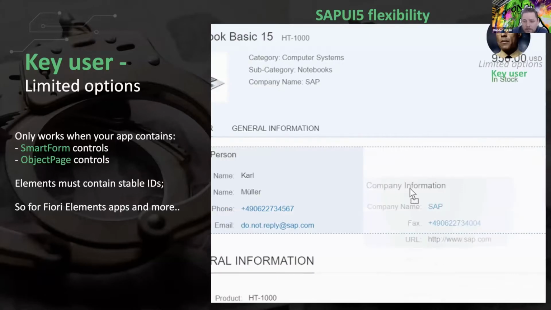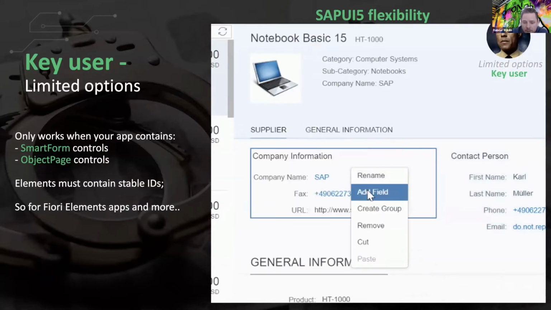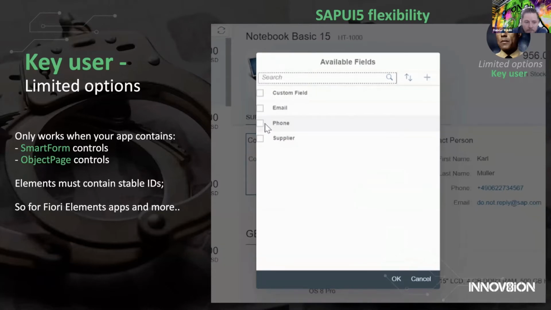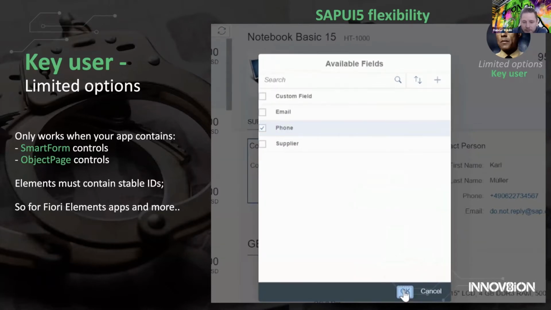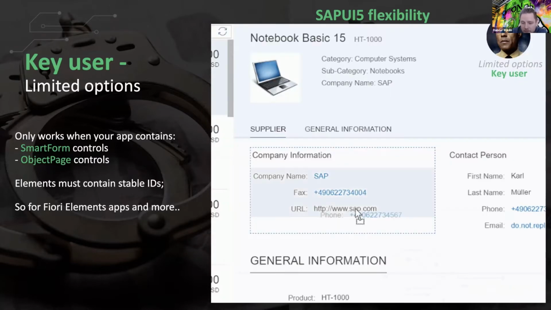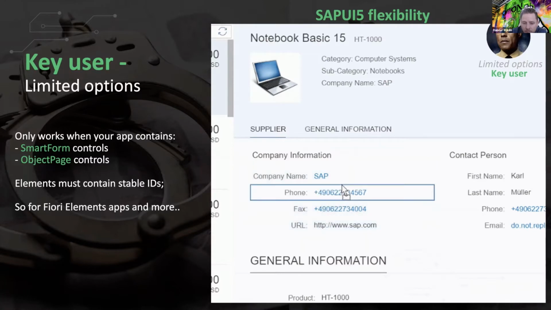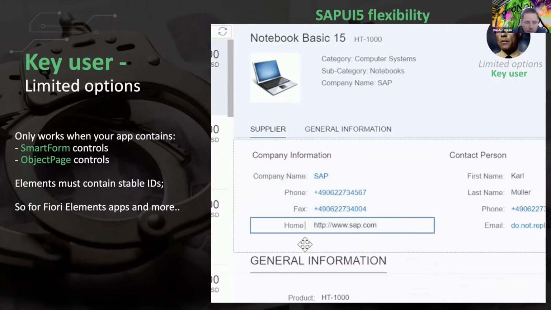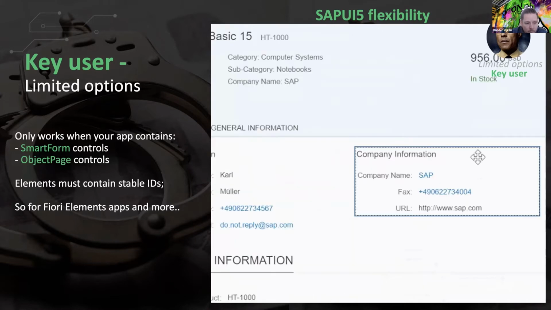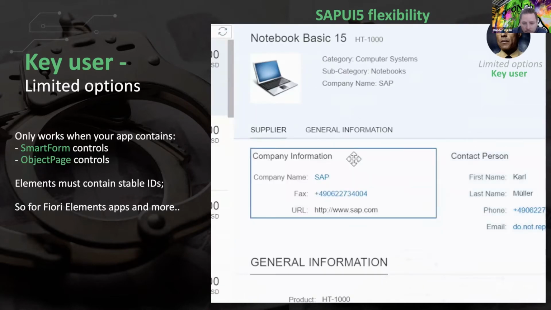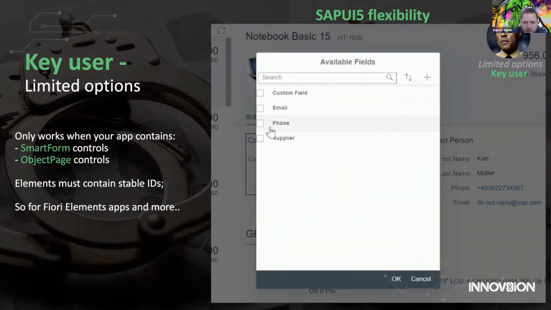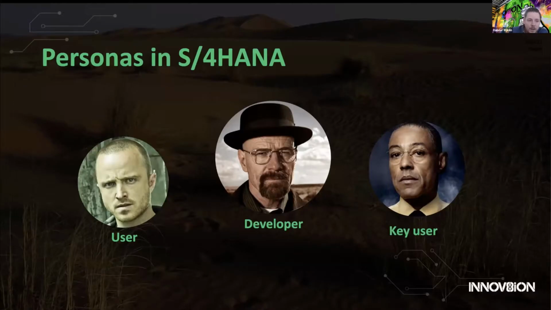And what are the capabilities of an end user? Please note these are quite limited. So the only possibility for an end user, a key user, is to drag and drop and rearrange some elements. And it's only possible in a smart form and object page context, because it really needs stable IDs to map your changes to your screen. And in S4, a lot more is possible. So I will hand over the screens now to Wim, and he will take over from here.